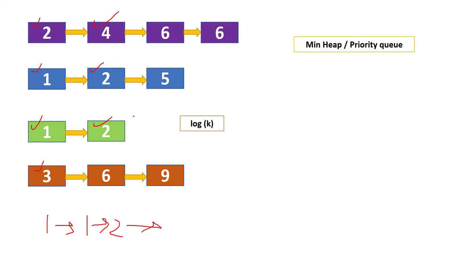Then what will happen is we will have 4, 2, 2, 3 in the heap. So 4, 2, 2, 3 in the heap, and it will heapify itself, and the root element will be the minimum one, that is 2. So 2 will be our next element.